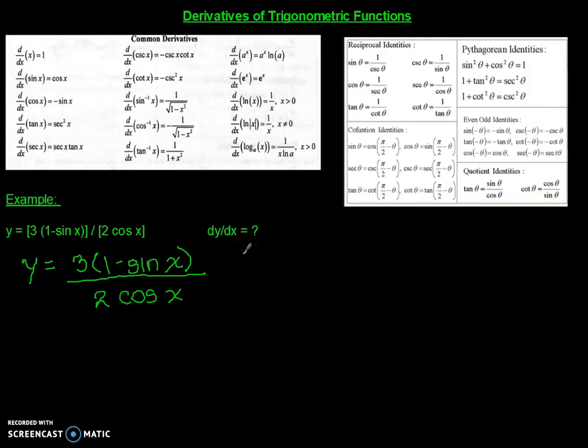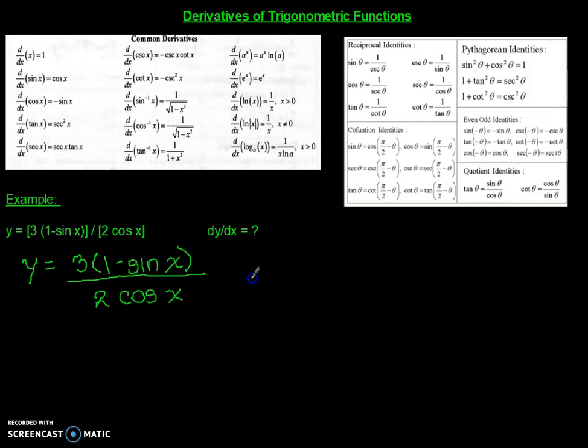So if you look at the example given, I have two functions of x being divided by each other, meaning 1 minus sine of x over cosine of x. So I'm going to be using the quotient rule. So before I use the quotient rule, remember there is a rule of constant times a function. So if you look at 3 over 2, this is technically a constant being multiplied to this entire function.